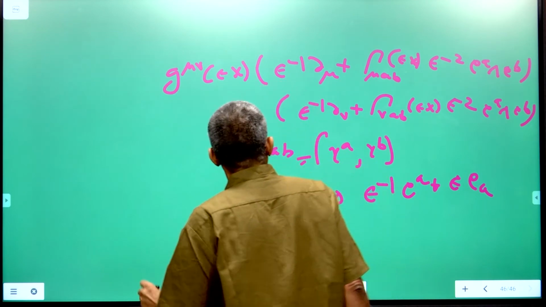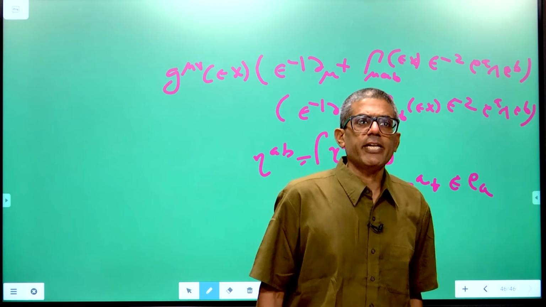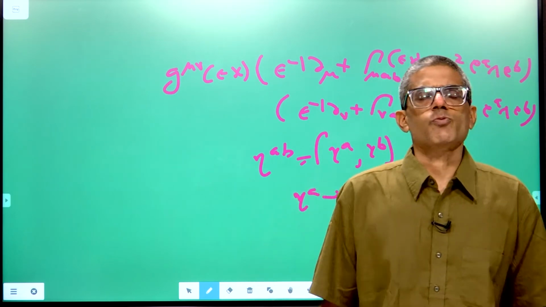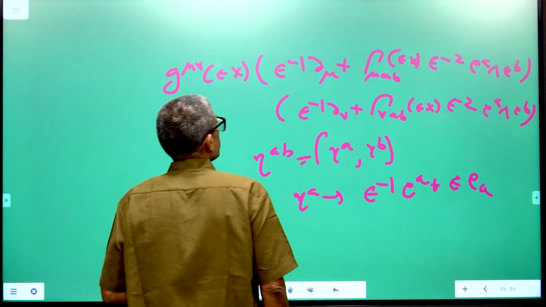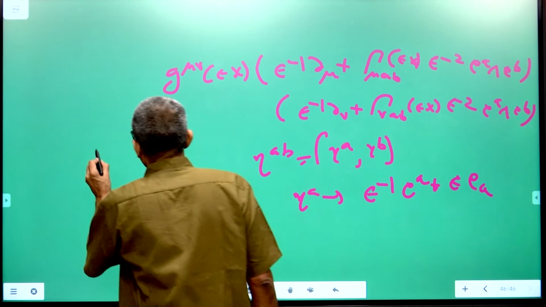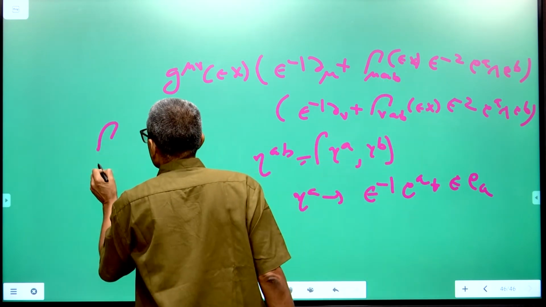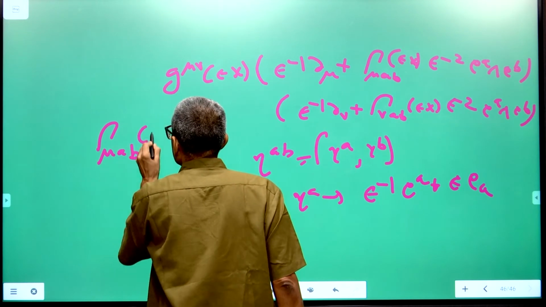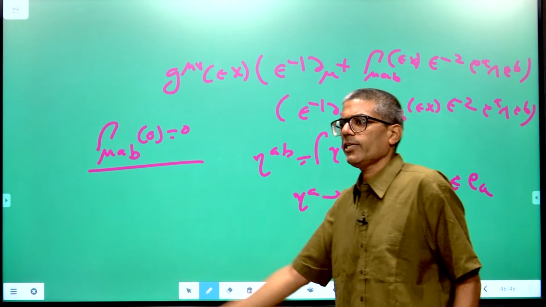Now you choose a coordinate system such that the connection vanishes, the derivatives of the metric vanish at that point. You choose a local coordinate system in which gamma mu a b vanishes at x equal to 0. So, in the limit as epsilon goes to 0, you can always assume that the connection is such that gamma mu a b at 0 is 0, because it is a condition only at one given point.